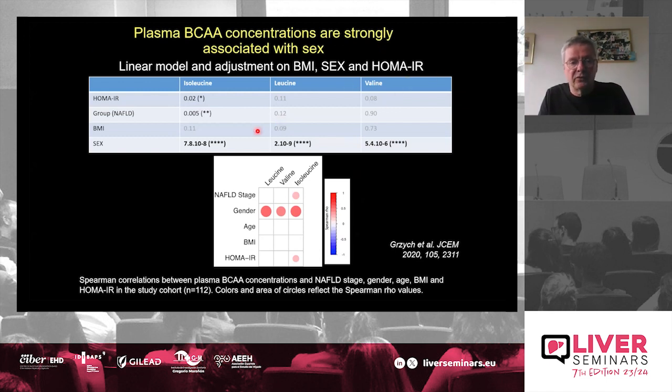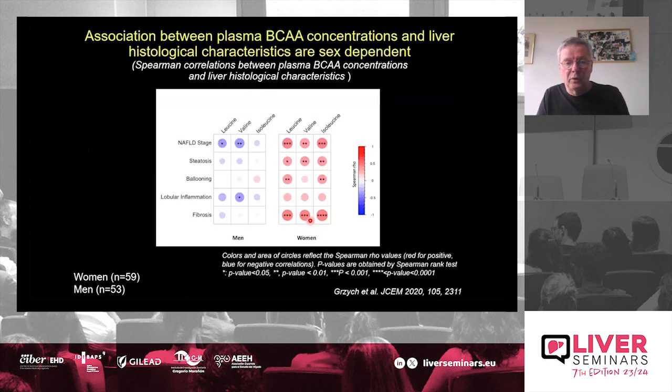We measured the branched-chain amino acids in our cohort, and then we looked, using different approaches, with which parameters the branched-chain amino acids correlate, or which parameters impact most on these branched-chain amino acids in blood. And to our surprise, it is sex that comes out as number one, much stronger than the NAFLD stage or, for instance, insulin resistance.